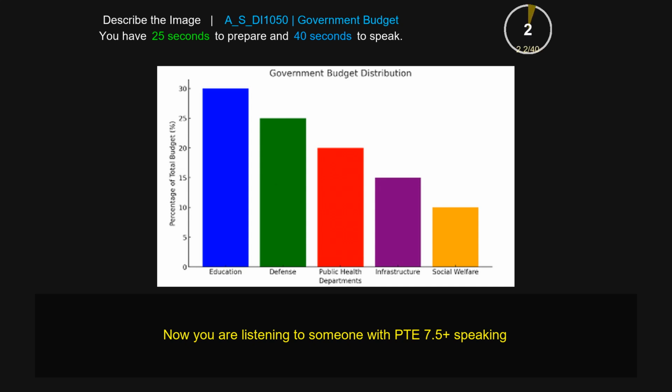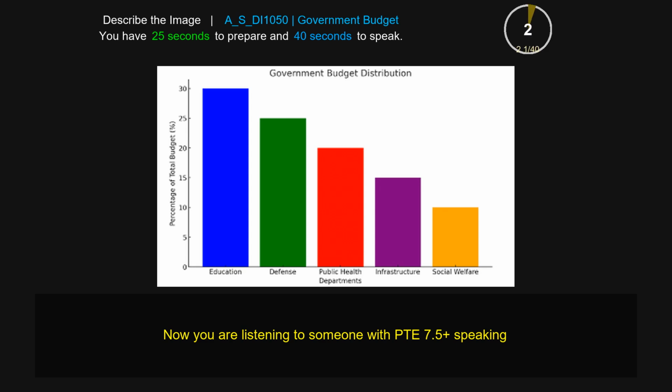The bar chart gives information about government budget distribution. According to the picture, the number for public health department is 20. However, the number for defense is higher, about 25. The highest number is for education, about 30%. Conversely, the lowest value is for social welfare, which is just 10%. Furthermore, other items include infrastructure, which is 15%. Overall, this picture presents information about government budget distribution.